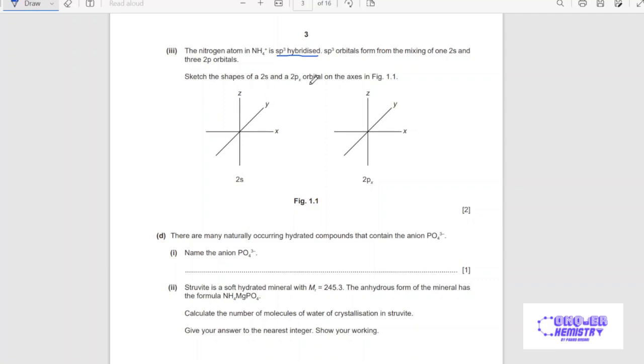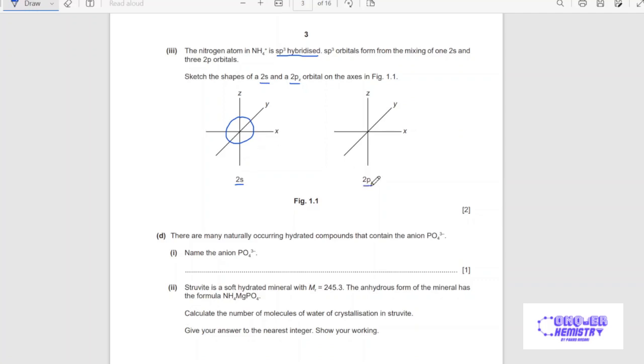Now, moving on to this question, it says, sketch the shapes of a 2s and 2px orbital. Very simple. For 2s, we know that s orbitals are spherically shaped. So we're going to draw a circle, or what looks like a circle, but because we have these 3 axes, we're meant to indicate a sphere over here.